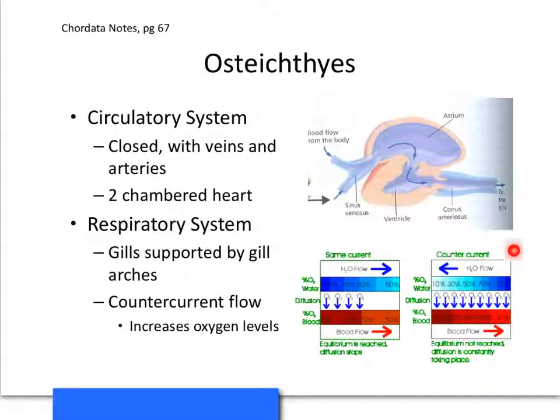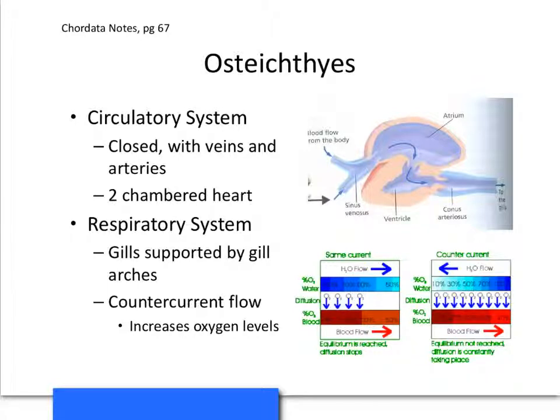Versus if you have counterflow, water's flowing this way and blood's flowing this way, you can see you never really reach equilibrium. Equilibrium is not met, so that oxygen is always diffusing into the blood. You see here, the blood has like 90% oxygen compared to only 50% over here.